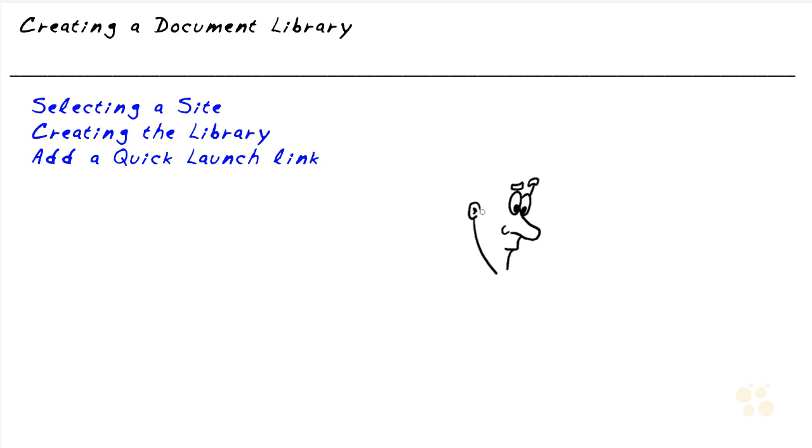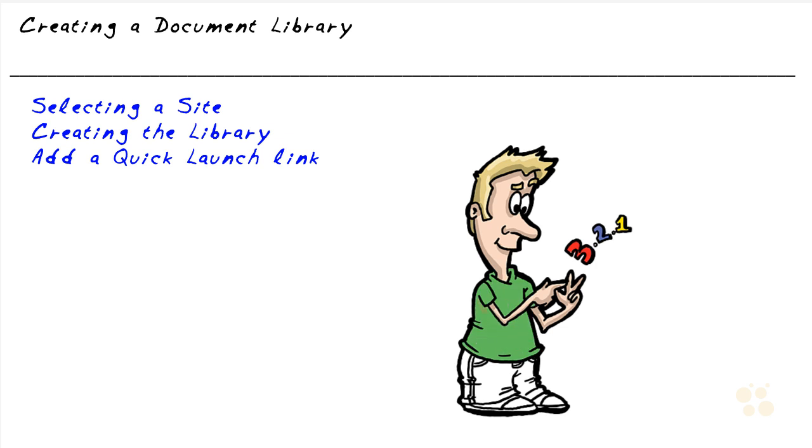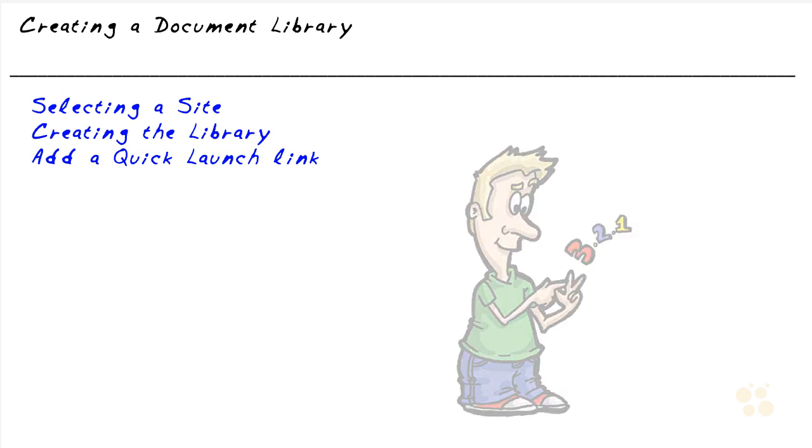Adding a document library is really simple. We're going to do three basic things. Number one, we're going to decide which site, if we have multiple sites, including subsites, where we want to put the document library. Two, create the library. And as part of that creation, three, deciding whether or not we want to put a quick launch on the left-hand side to make it easy for our users to find it.